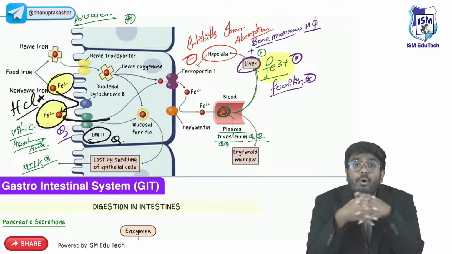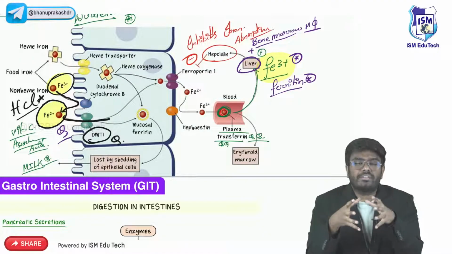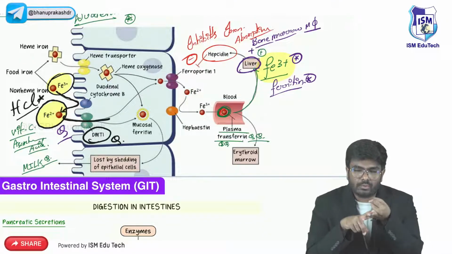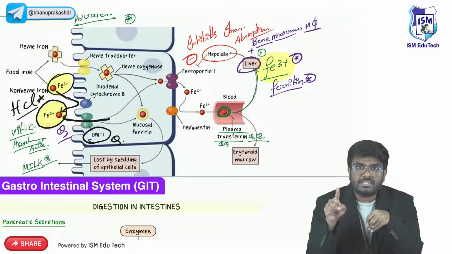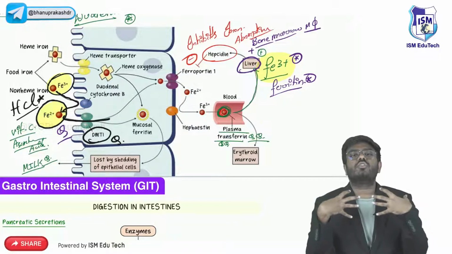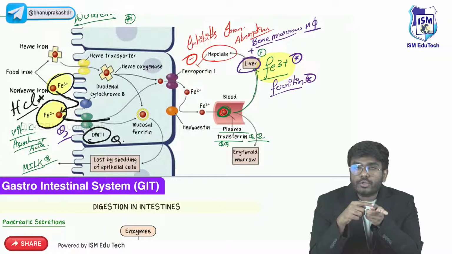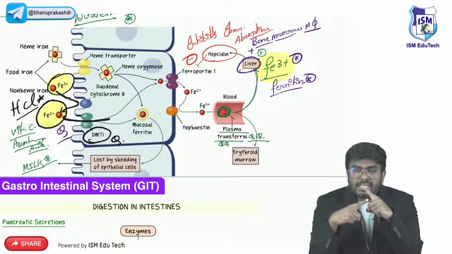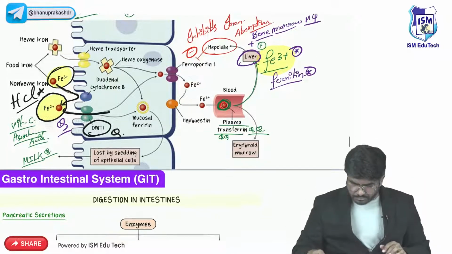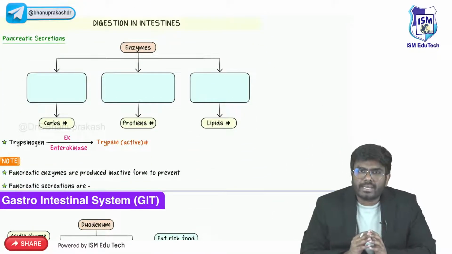In the blood, iron is bound with which plasma protein? Transferrin. Iron is stored in which organs? Liver and bone marrow. In which form? Fe3+ form, which is called ferritin. When you have sufficient stores of iron in your body, liver will produce which molecule? Hepcidin. Hepcidin inhibits the iron absorption. Done. Now after this, some important points about the pancreas.